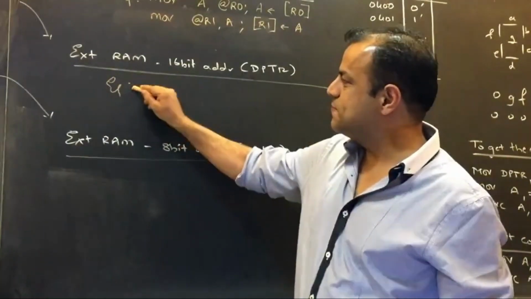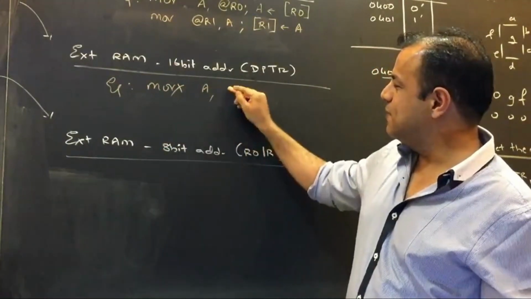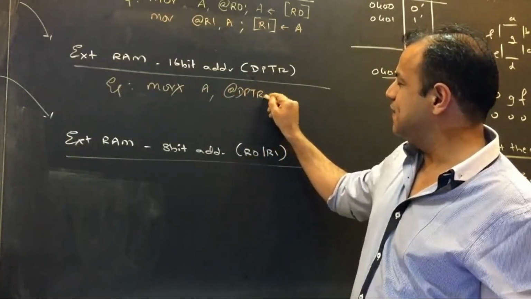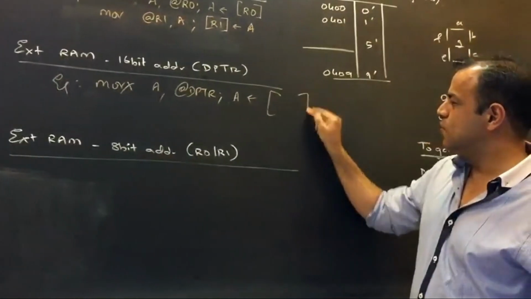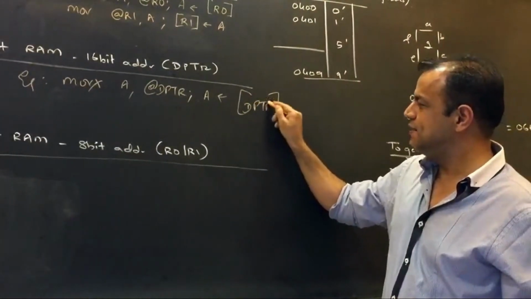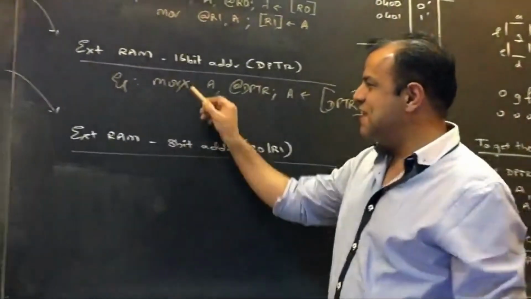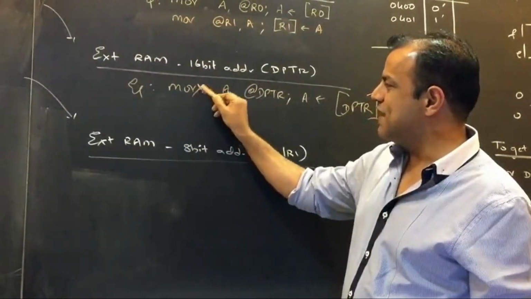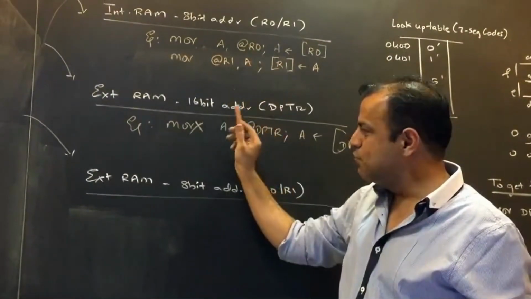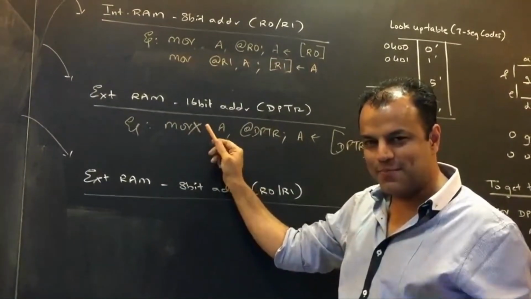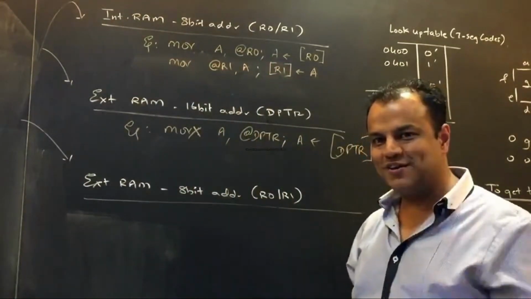So example, MOVX A, @DPTR. Who gets the data? A. From the location pointed by DPTR. Since the instruction is happening on external RAM, the instruction is called MOVX. MOV works on internal RAM. MOVX works on external RAM. I repeat, MOV works on internal RAM, MOVX works on external RAM. Did you all understand this?